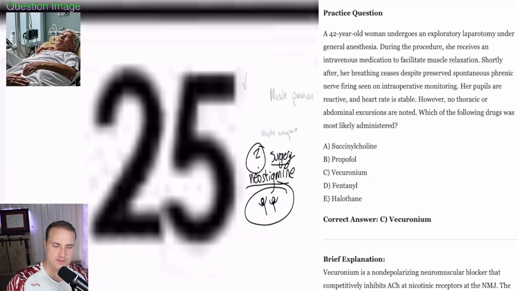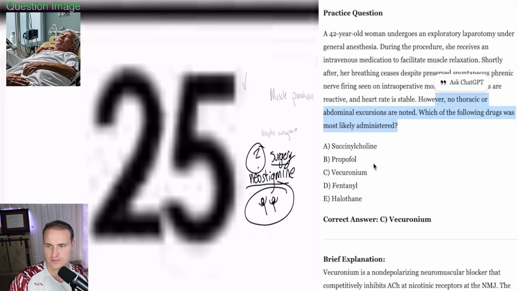All right, in our next question, we have a 42-year-old woman undergoing exploratory laparotomy. Laparotomy is an incision into the abdominal cavity in preparation for surgery. It's done under general anesthesia. During the procedure, she receives intravenous medication to facilitate relaxation. Breathing ceases despite preserved spontaneous phrenic nerve firing. Her pupils are reactive and all that stuff. However, no thoracoabdominal excursions are noted. Which of the following drugs was administered?